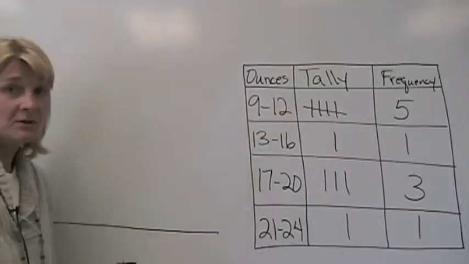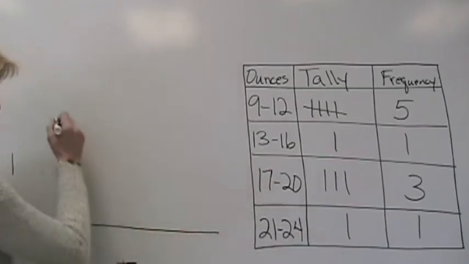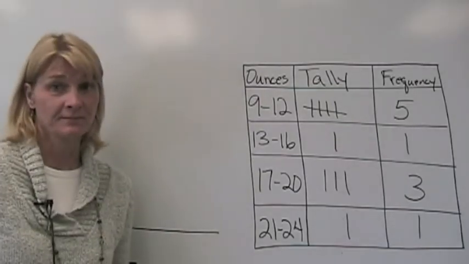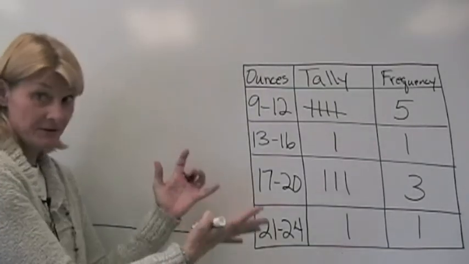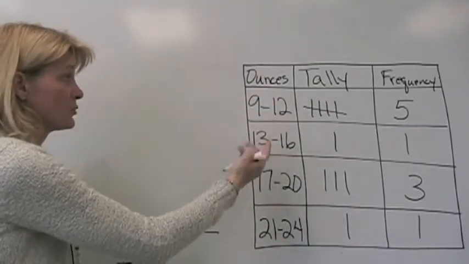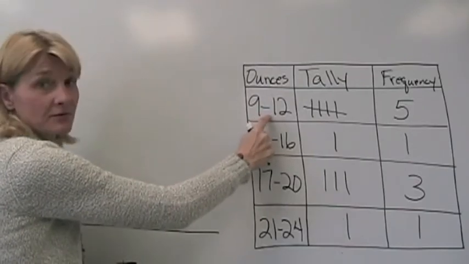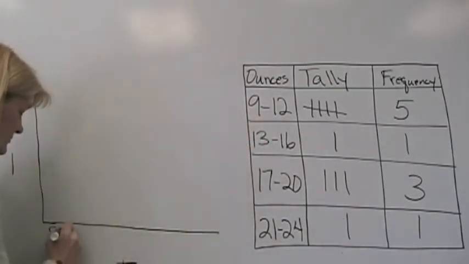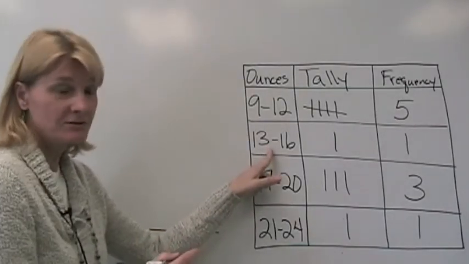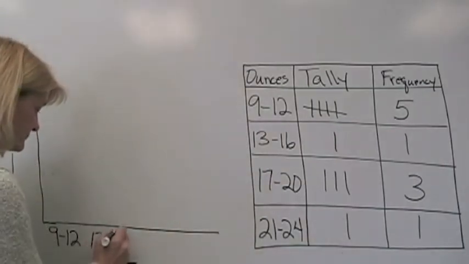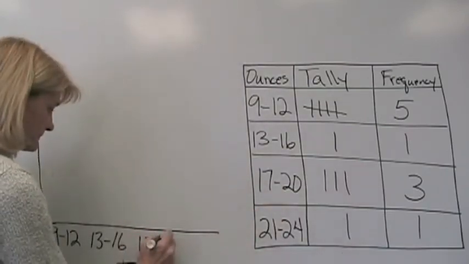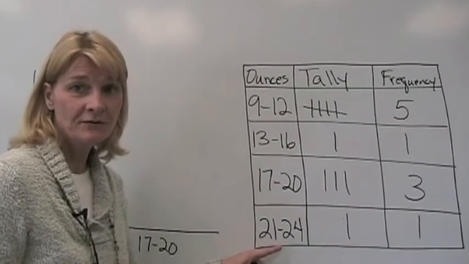And a histogram looks very much like a bar graph, only it's not quite the same thing. Histograms always have intervals, and the intervals are, in this case, like we already said right here, the ounces of cereal. So what I'm going to do is put this interval first, 9 through 12, and these are ounces of cereal. Then I'm going to put 13 through 16 here. Then I'll have 17 through 20. And then 21 through 24.